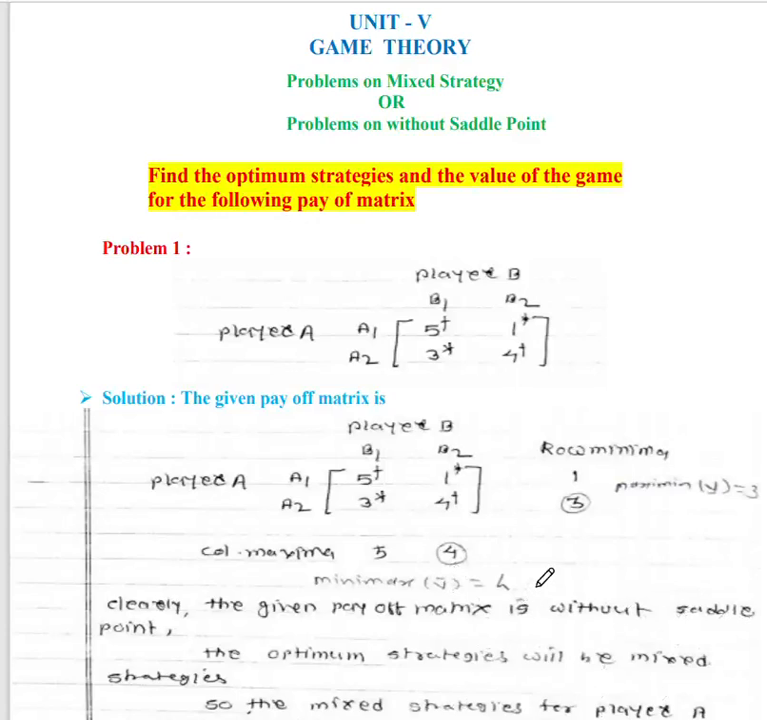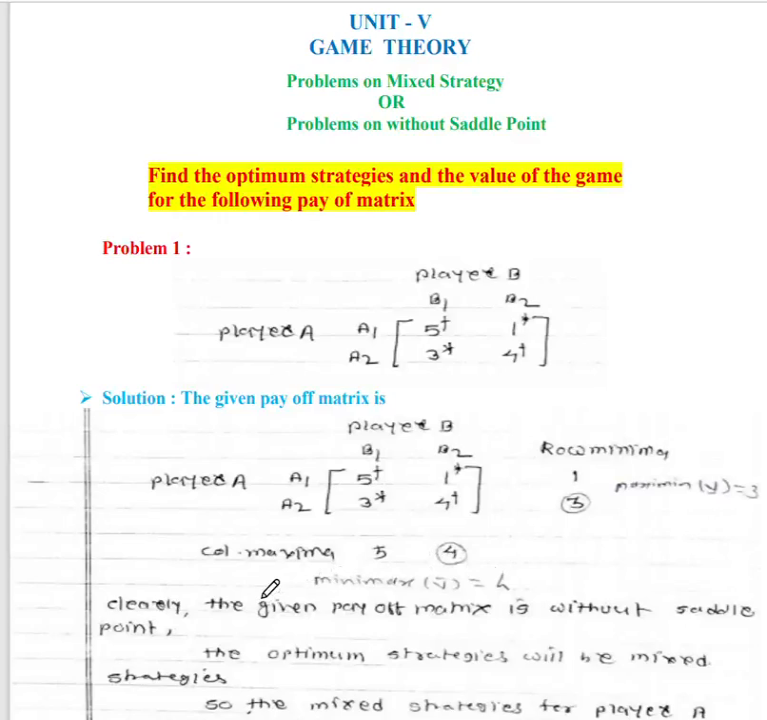In the first step we will find out the row minima. Row minima means select the smallest element from each row. Here, in 5 1, 1 is the row minima. Here, in 3 4, 3 is the row minima. Those elements are smallest, so mark them with a star. Then we will find out the maximin. Maximin means the largest value among the row minima, that is 3, and it is denoted by lower V bar.